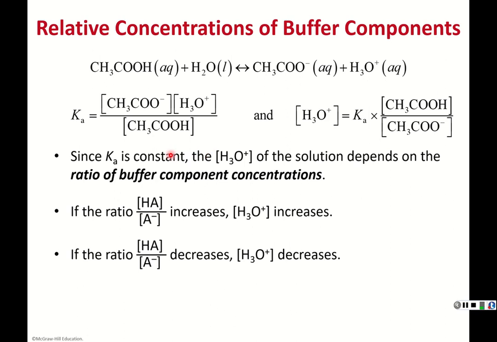Ka is a constant, so the pH of the solution is really going to depend on the ratio of those buffer components. So if the ratio of weak acid to conjugate base increases, your H3O plus is going to increase, and therefore your pH will decrease. If the opposite happens, if that weak acid concentration relative to your conjugate base decreases, your hydronium ion is going to decrease, and then your pH would go up.